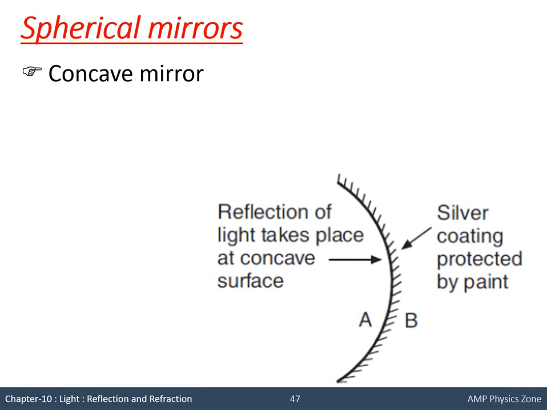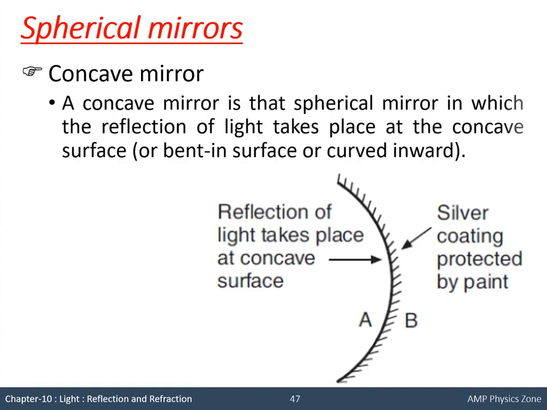Now if the outer surface is coated, painted with silver, then the inner surface will become the reflector. This type of mirror is called a concave mirror. So a concave mirror is a spherical mirror in which reflection of light takes place at the concave surface, or we can say the bent-in surface, or the curved inward surface.